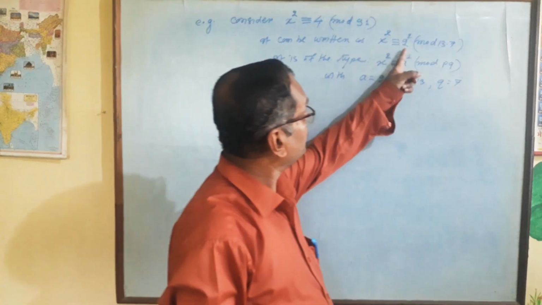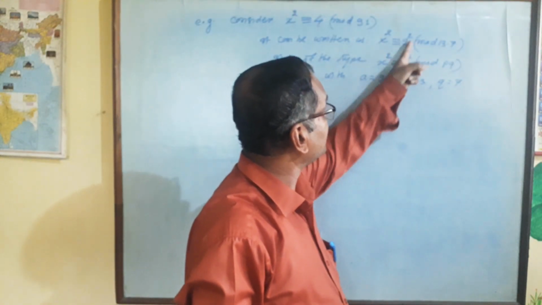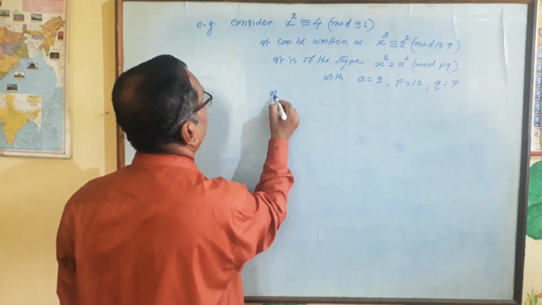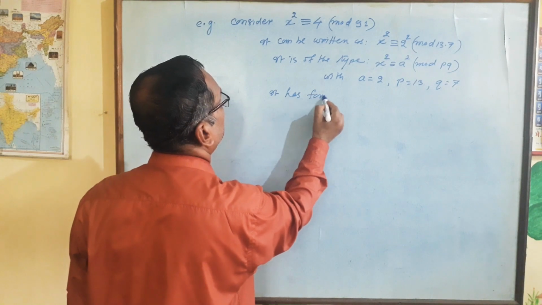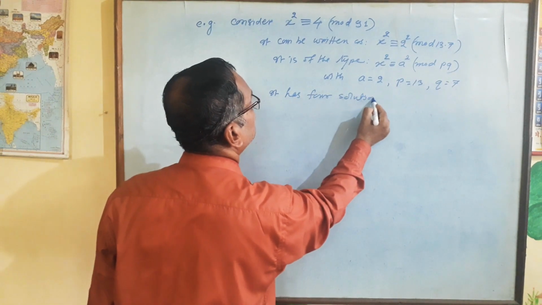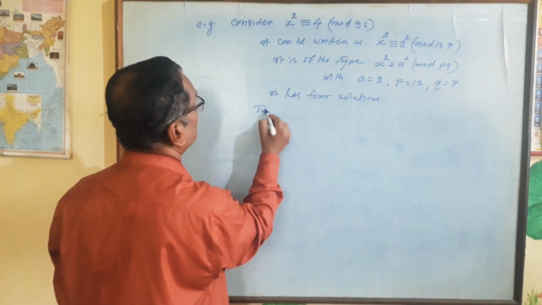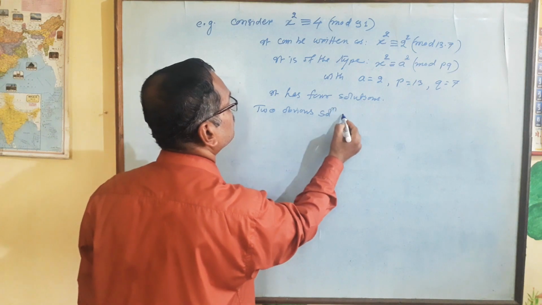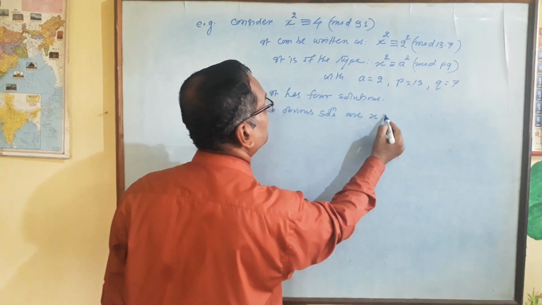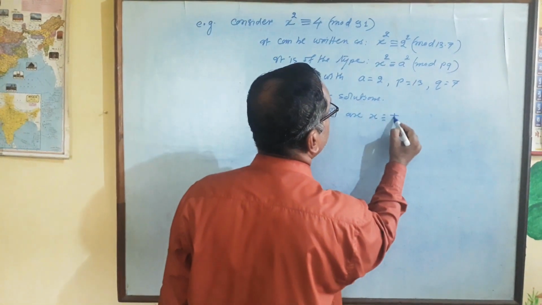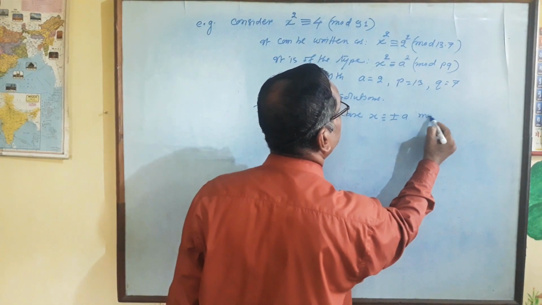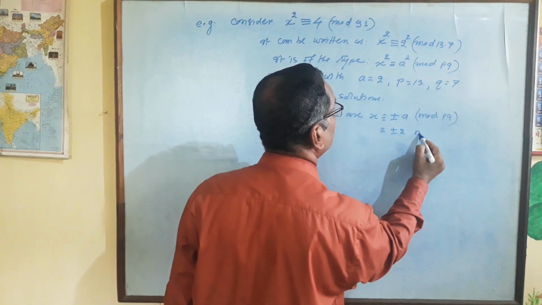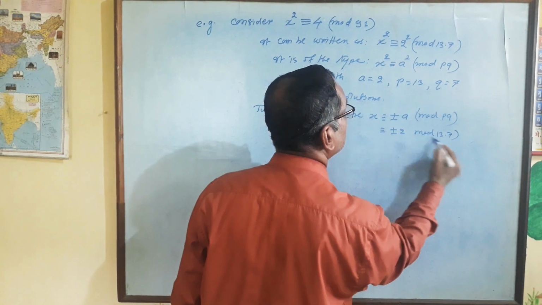Now here it is a square number, x square equal to a square. Such type of congruence is always solvable, and it has 4 solutions. 2 obvious solutions are x is congruent to plus minus a mod pq. That is your formula. That means plus minus 2 mod 13 into 7.